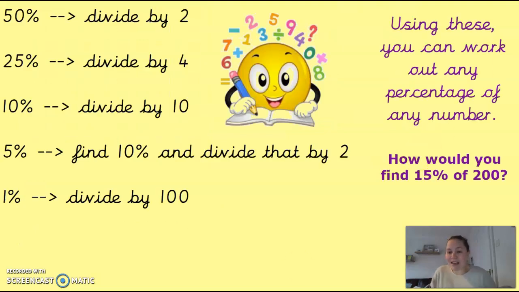So let's look at what we now know and recap. To find 50%, we divide by 2. To find 25%, we divide by 4. To find 10%, we divide by 10. To find 5%, you find 10% first by dividing by 10, and then we divide that by 2. And to find 1%, you divide by 100.